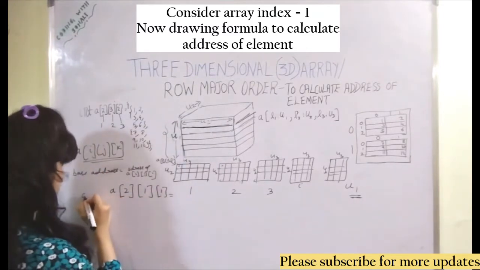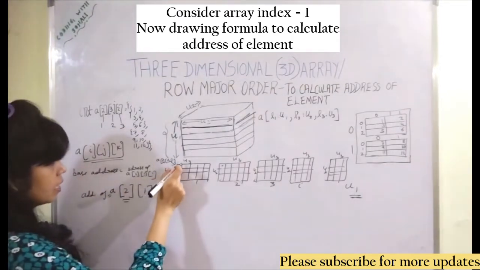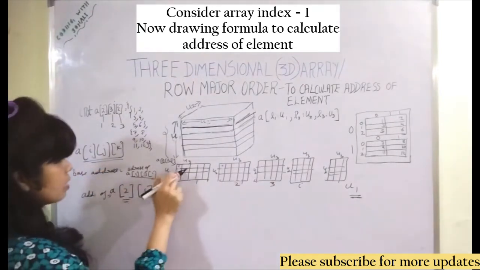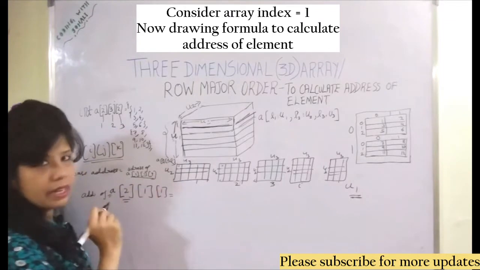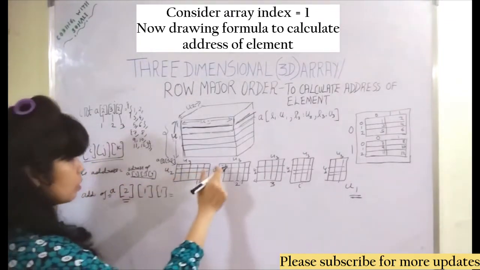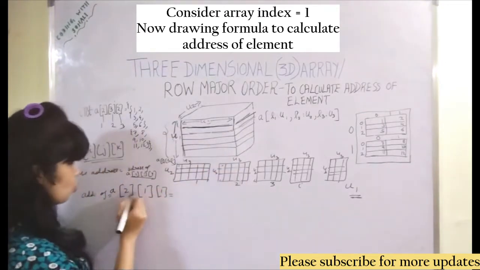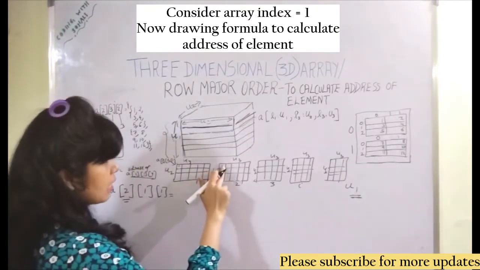I have to calculate the address of this element. First of all, I am starting the indexing not from 0, I am starting from 1 actually. Therefore, you can see the first element is present at the index 1, 1, 1. It's a 3D array, not 0, 0, 0. We are taking from 1. Therefore, I have taken like that. So this element will have the index 2, 1 and 1. This will be the index of this.